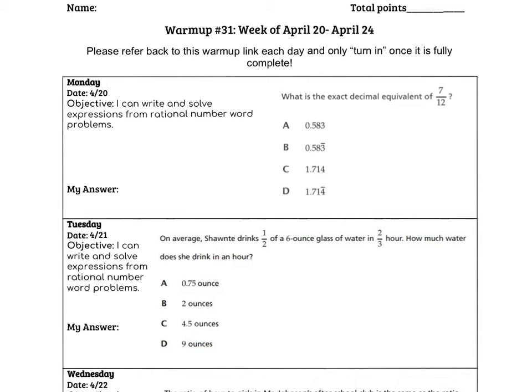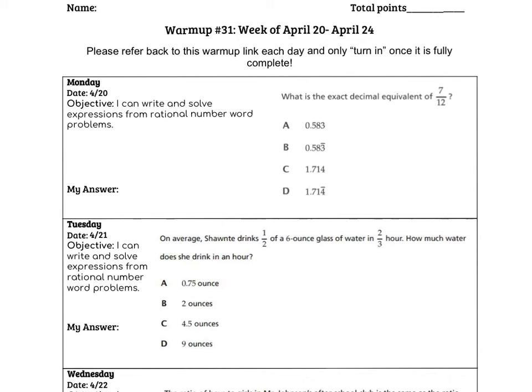Alright, let's get started on warm-up number 31, week 500 in quarantine. So I'm actually going to do Monday and Tuesday's warm-up because there's no video posted Tuesday. The objective for both days is I can write and solve expressions from rational number word problems.